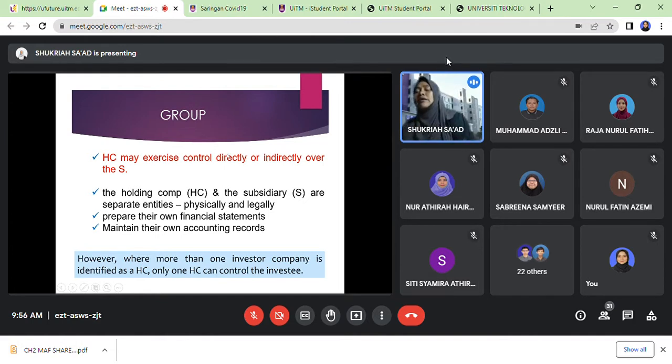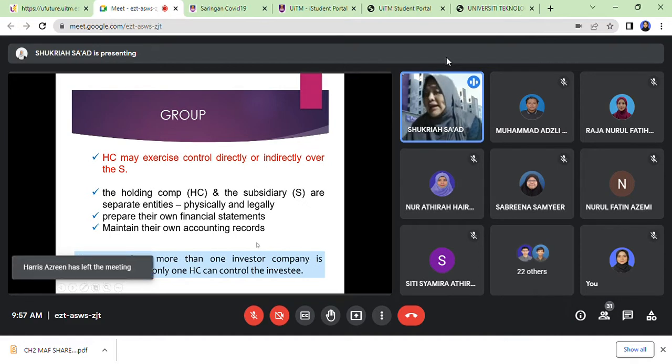Okay, so if you refer back to the definition of control, they did mention about control directly or indirectly. Okay, so control ni, element of control yang present ni, it can be directly or indirectly. So kita nak kena determine sama ada the control that is present comes from direct controlling ataupun indirect controlling. Okay, so dia kata where in the case where we have more than one investor, bila one investor ni identify as holding company, ada dua holding company. Okay, cuma kalau ada dua holding company, with regards to the consolidation, hanya satu saja company yang boleh control investee.